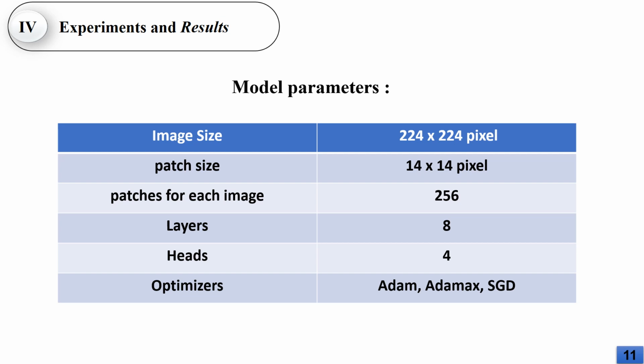So, for our model parameters, we used for the image 224 by 224 pixels, with a patch size of 14 by 14 pixels. We get 256 patches for each image, and we used 8 layers with 4 heads, and then we used 3 different optimizers: Adam, AdamX and SGD.